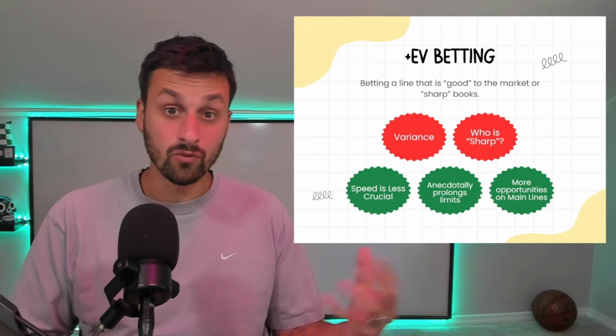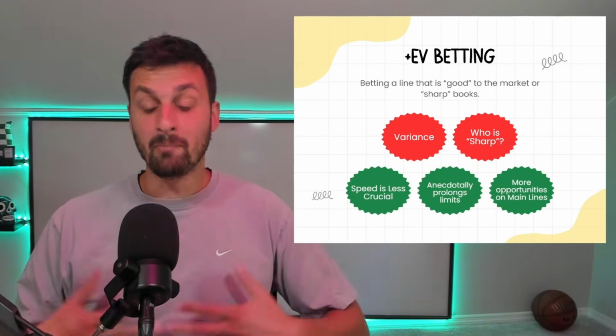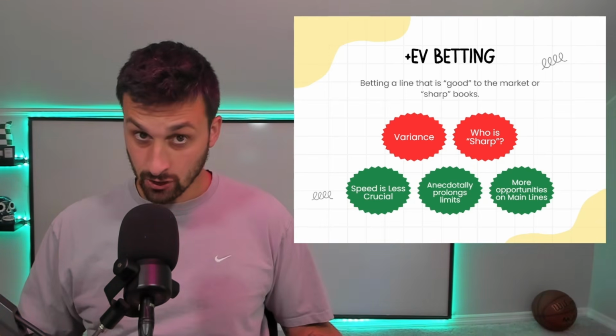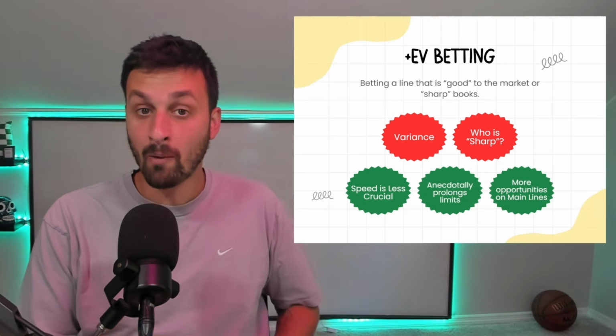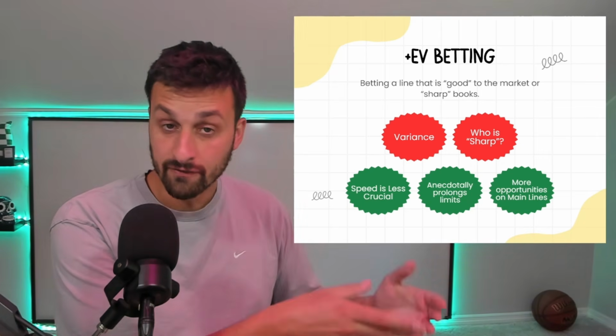You're going to have periods of winning, you're going to have periods of losing. But mathematically, over the long term, it is assumed that you should make money provided you are betting into lines that are good versus the market.